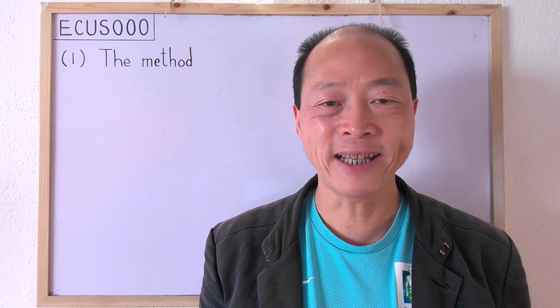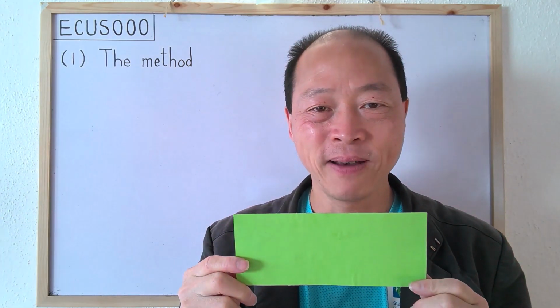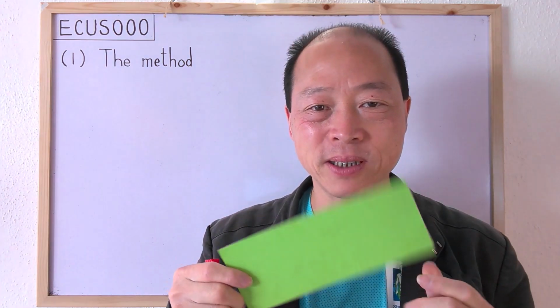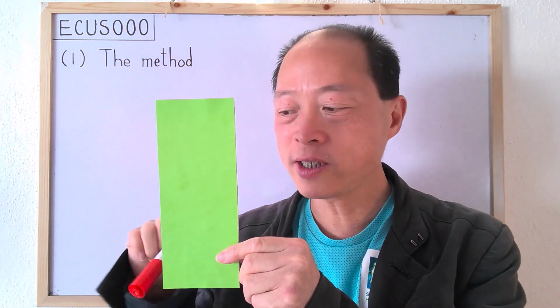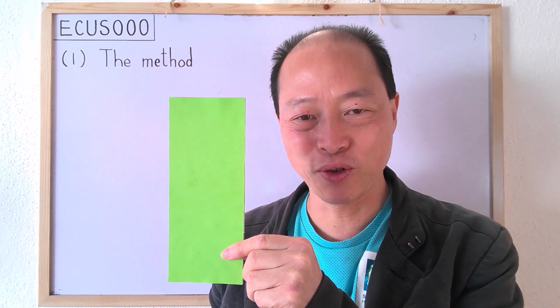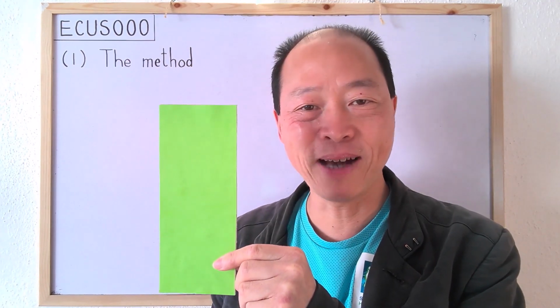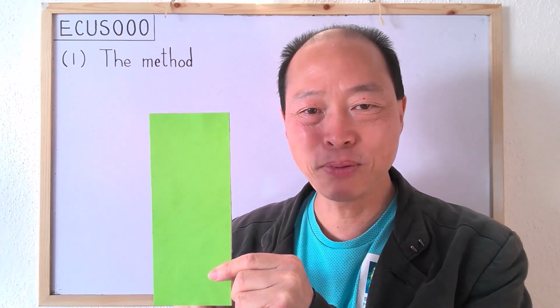The method is actually very simple. Let's take this rectangle as an example. First, we stand it up. The longer side becomes vertical and the shorter side becomes horizontal. Let's put it here.